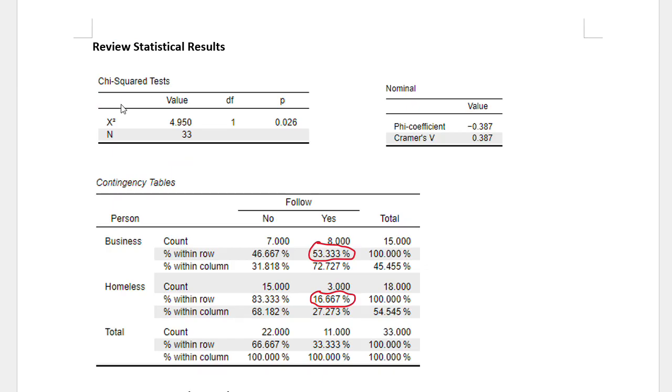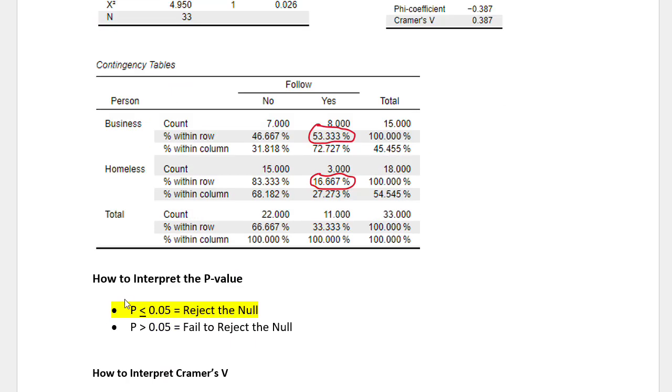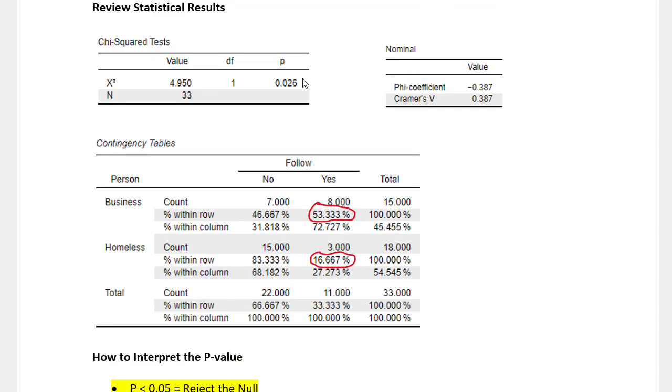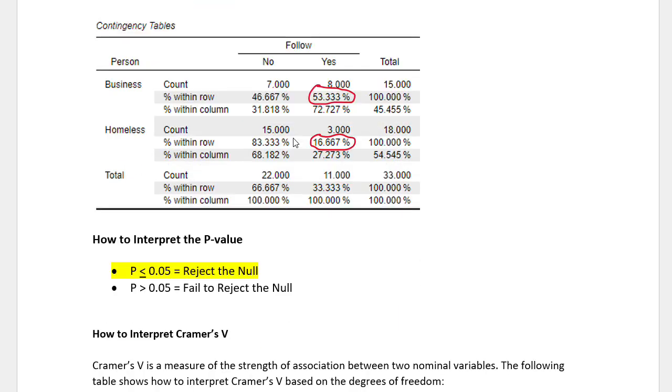So we're going to start with our chi-square test results and our p-value right there. Our p-value is 0.026, and that means that we are going to reject the null. So those results are significant. Our p-value is less than or equal to 0.05. We have significant results, and we will reject the null. Very important, with this p-value, we are rejecting the null. The results are significant. So yay, that's the first good thing.